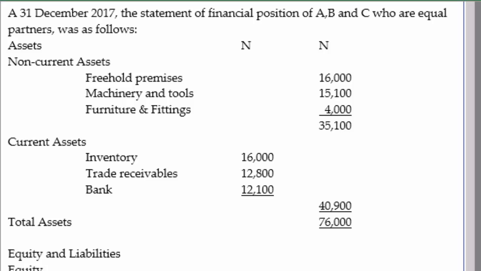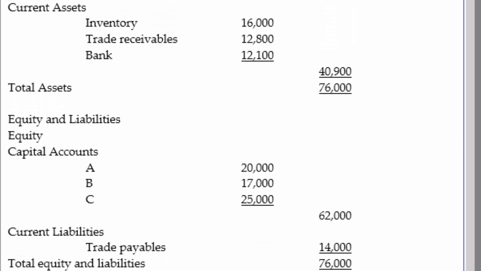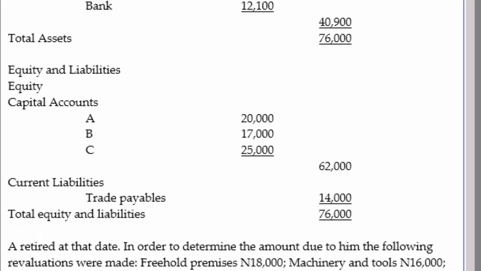At 31st December 2017, the statement of financial position of A, B, and C, who are equal partners, was as follows. We have assets and the non-current assets. We have three items there: freehold premises, machinery and tools, furniture and fittings. Of course, these values are the carrying amount. And we have current assets. The addition of current assets and non-current assets gives the total assets, and the equity and liabilities and all of that. So let's go straight to the additional information.